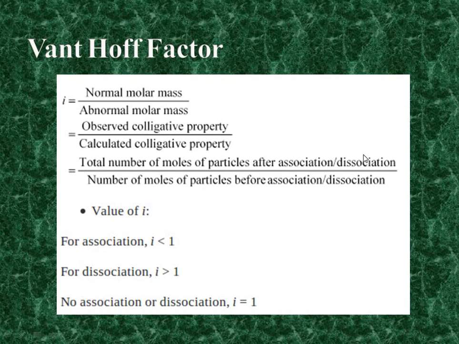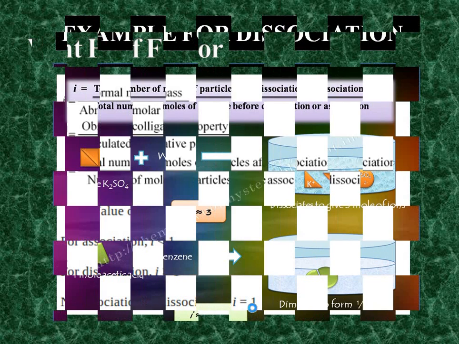This is what we see in the Van 't Hoff factor. Here we see normal molecular mass divided by abnormal molecular mass, which is the observed colligative property divided by the calculated property. So by using this formula we can calculate i. For association, i is less than 1. For dissociation, i is more than 1, because the number of particles increases in dissociation. And for no association and no dissociation, that is for non-electrolytes, i will remain 1.